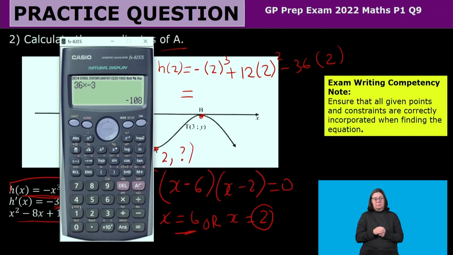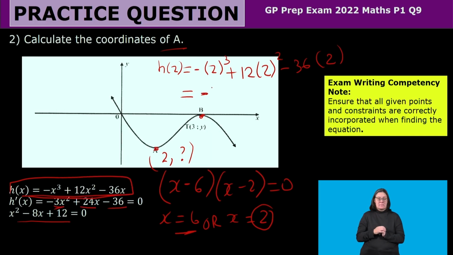All right. So we're going to say minus 2 cubed is minus 8, so it's minus 8 plus 12. 2 squared is 4. 12 times 4 is 48. Of course, you can write it exactly like that. Minus 36 times 2 is 72. And your answer here is negative 32. So therefore the coordinates of A are 2 and negative 32.